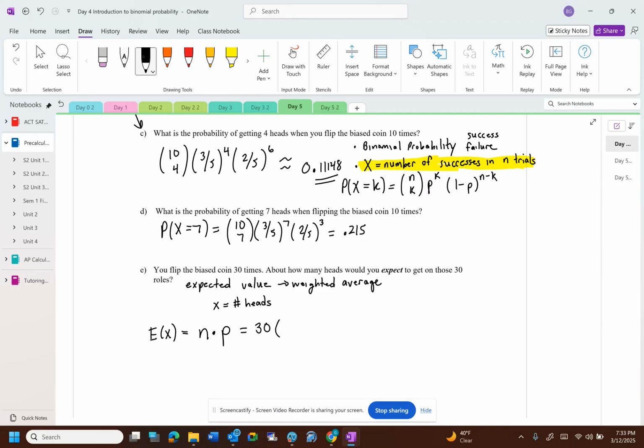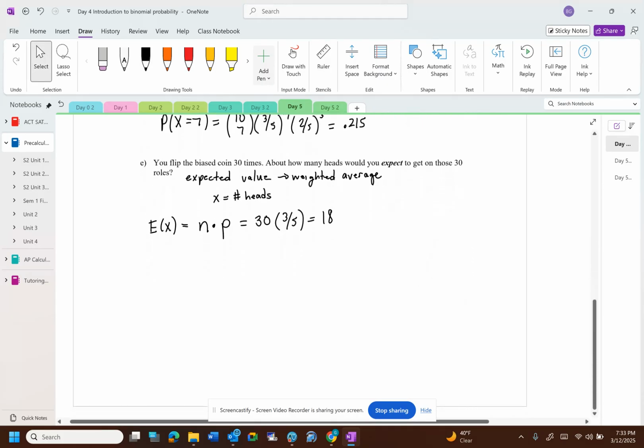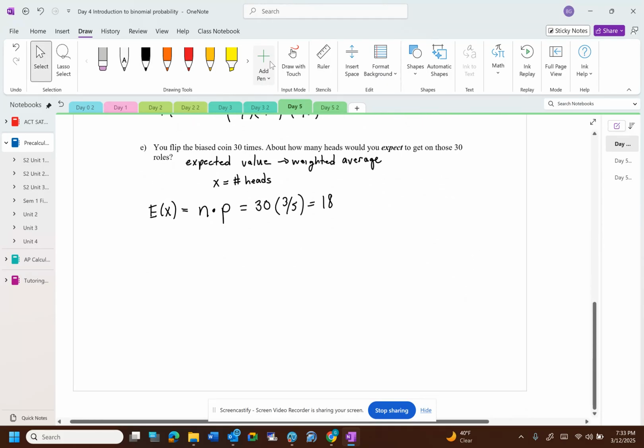30 trials, and the probability of success is 3/5. That comes out to be 18. So if I flipped this biased coin 30 times, I would imagine on average, if I did this experiment over and over again, every time I flipped the coin 30 times, I'd expect about 18 heads. Now, that's the quick way to calculate expected value. That doesn't work for every type of problem. Not all expected value problems deal with binomial probabilities. So I want to show you the other way that you can calculate this. It's a little bit more difficult, but it's important. It's helpful to know.